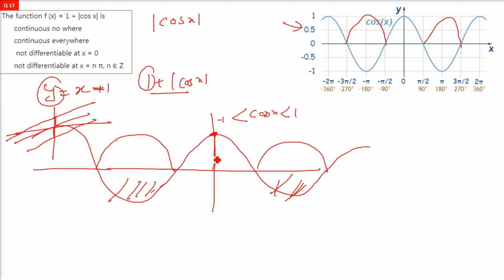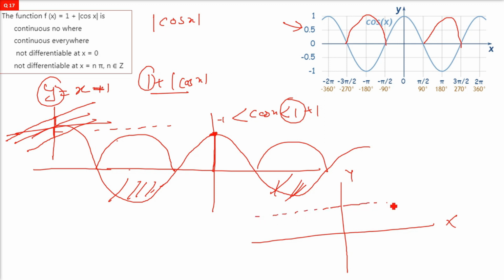Because cos x is going to give you values between negative 1 and 1 only, always. But when you add 1, that is going to go up. Okay. So this is the line. This is your actual x-axis, y-axis. So this is the proper line, which is y equals 1. And then you add cos x, so you can just add a cos x function here. This same cos x function will just be shifted up 1 unit. So the whole idea will remain the same.